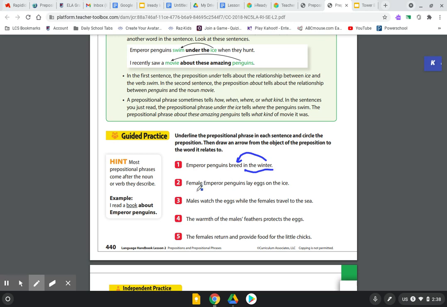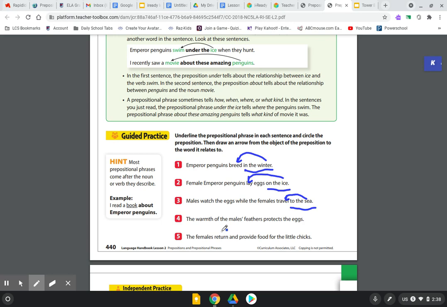For number 2, female emperor penguins lay eggs on the ice. Your preposition is on. On the ice is the prepositional phrase. It's referring to the word lay because that's where they lay their eggs, on the ice. So write in your notebook or on your recording sheet the prepositional phrase on the ice. Number 3, males watch the eggs while the females travel to the sea. To is your preposition. To the sea is your prepositional phrase. The word that it relates to is travel. It tells you what they do. Write down the prepositional phrase to the sea.